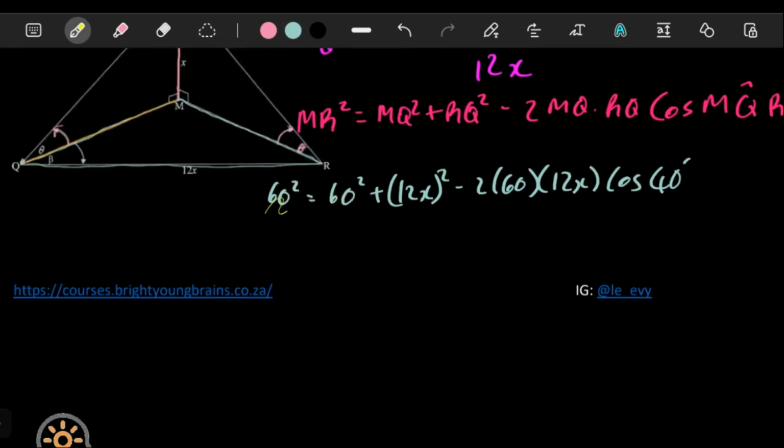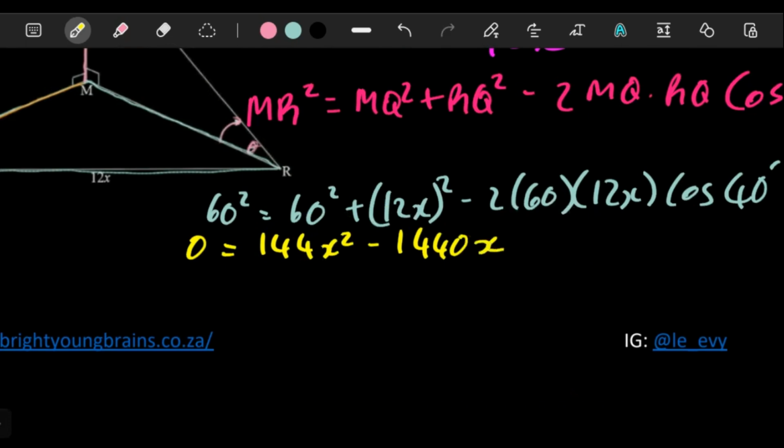So this and this will go away because if you take it to one side, they cancel out. Then it's almost like the same thing as what we were doing earlier. So here it's 2 times 60 times the 12. What you're gonna get is 1,440, and then here I forgot the x, and then cos 40. There we go. So the only issue here is factorizing. We have to factorize here.